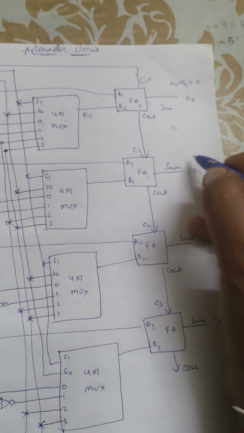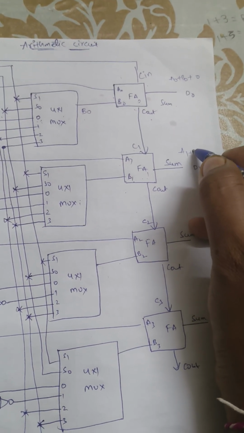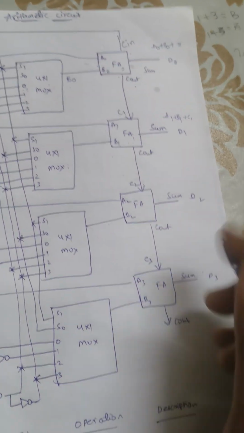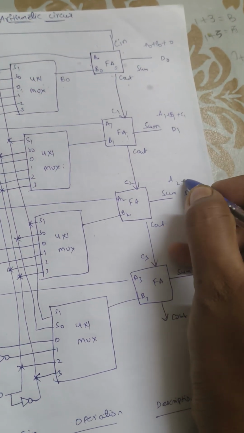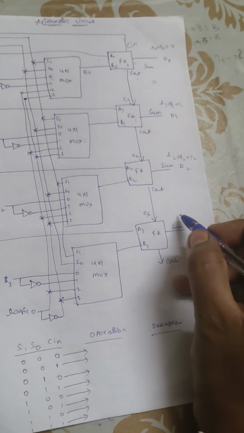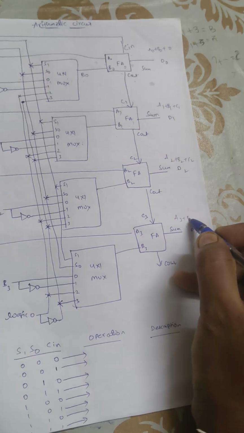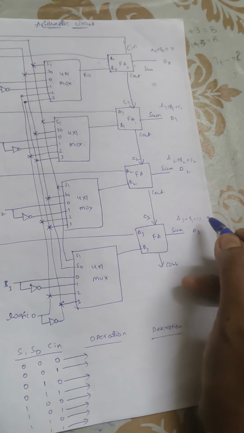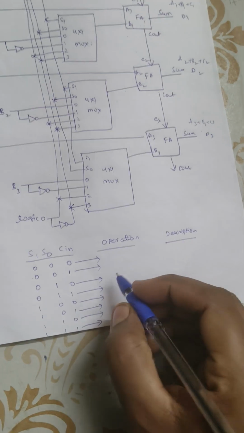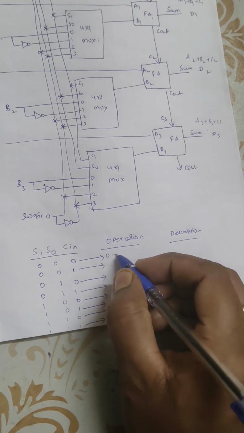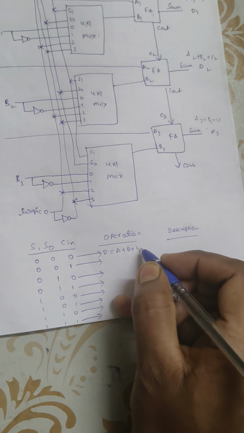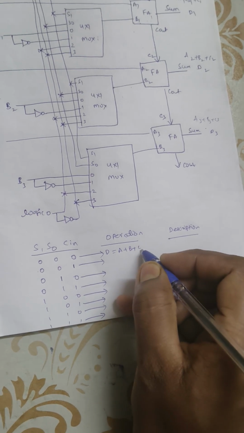Similarly, here it is A1 plus B1 with some carry C1. Similarly, here it is A2 plus B2 plus C2. Similarly, here A3 plus B3 plus C3. So here we are getting an operation where the output D is equal to A plus B plus carry. Here the carry is 0, right? So if the carry is 0, it is simply A plus B.